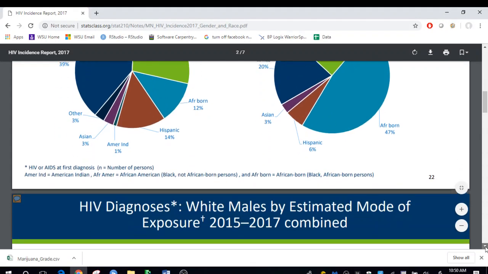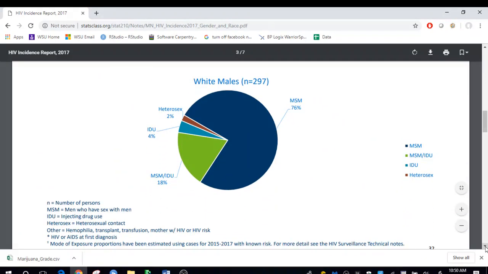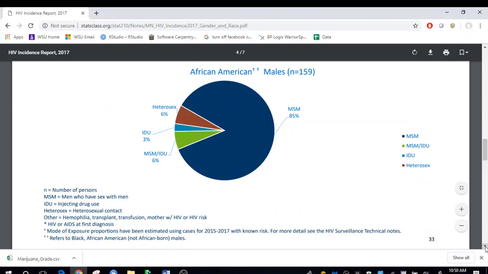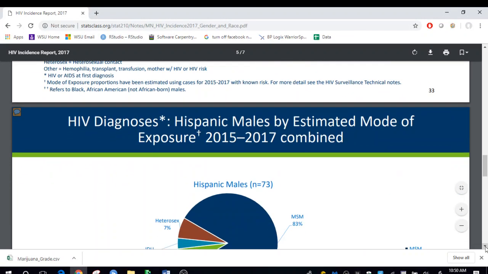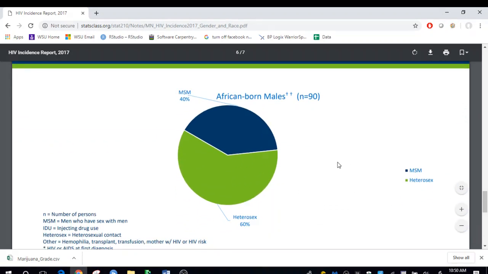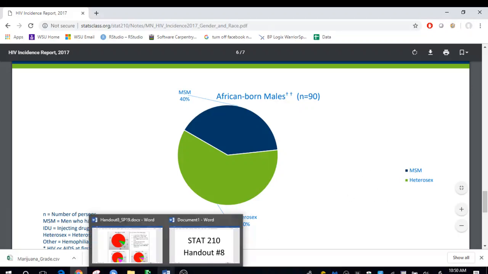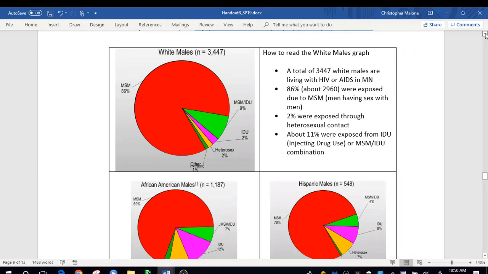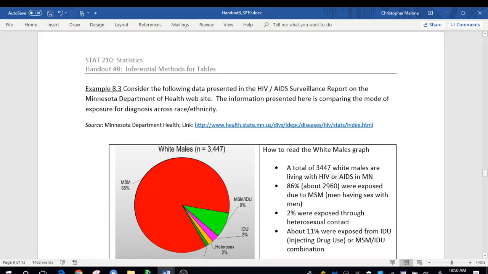You could also, in the one that I presented in the notes, do that same thing across race. If we just flip through here quickly, you can see that how people contract HIV is different between the races. So whites looks like that on the screen. African Americans. Here's Hispanics. I think the African born is the one that looks really different. So you can take these numbers and do those if you want. You can do comparisons across gender, or you can do it across race.